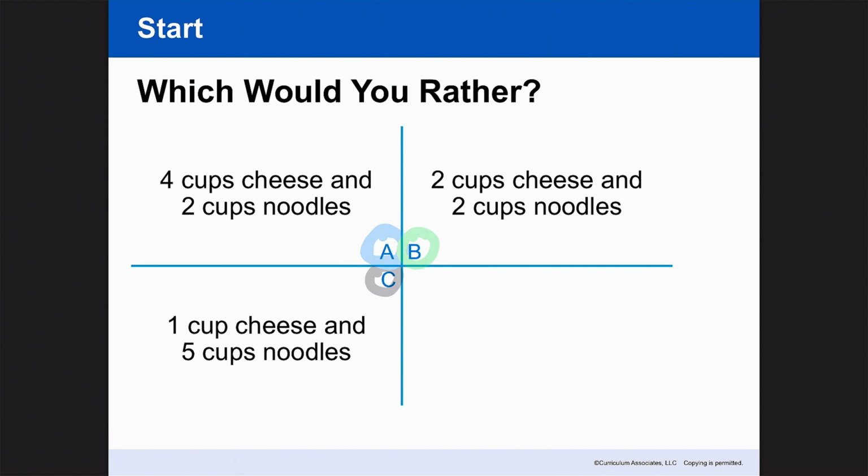So we can look at ratios as more than just dogs to cats. We can look at it in a real world sense, like ratios of how we put things together, like a peanut butter and jelly sandwich. I like more peanut butter than jelly, so that's a ratio. So we're looking at those things in a real world sense.